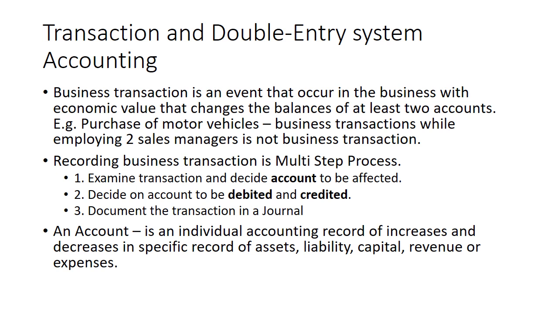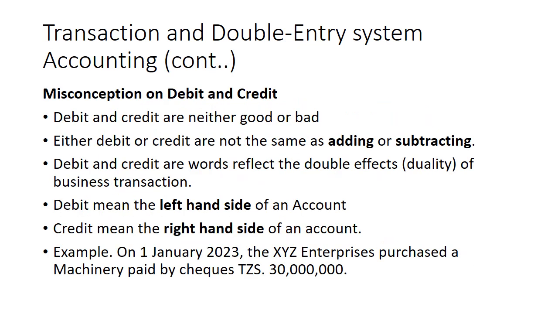As we know, an account is an individual accounting record of increases and decreases in a specific item. It might be an asset, liability, capital, revenue, or expense. For example, on January 2023, XYZ Enterprise purchased machinery paid by check, 30 million.